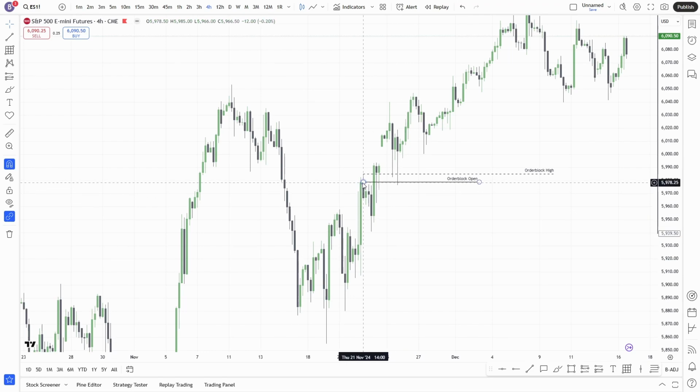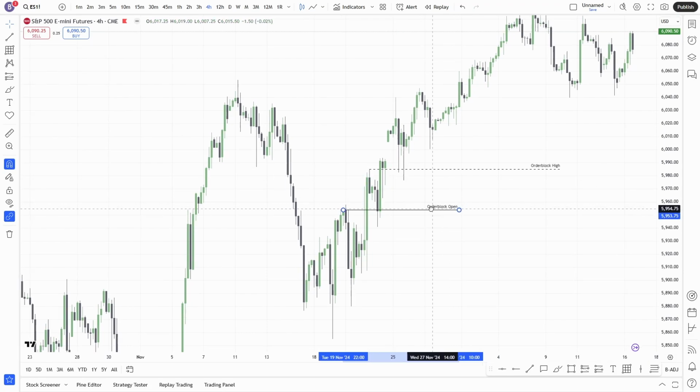Price created an order block, price came above it, validating it, price came up before it came back down to respect the open, and it respected the high of the order block, pushing price higher.